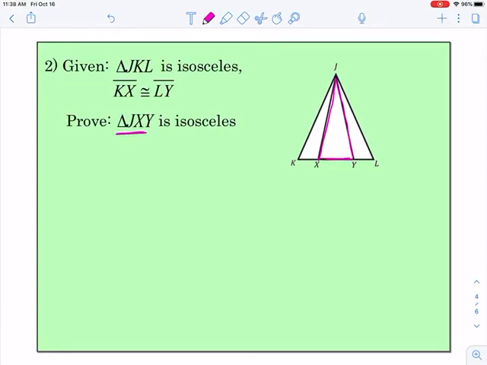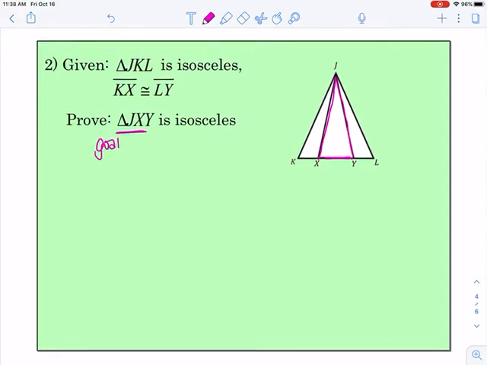is isosceles. So remember what the definition of an isosceles triangle is. It has two congruent sides. So my goal is to prove that XJ is going to be congruent to YJ. Okay, two sides of that triangle will be congruent. If I can do that, then I'll be able to state that that triangle is isosceles.